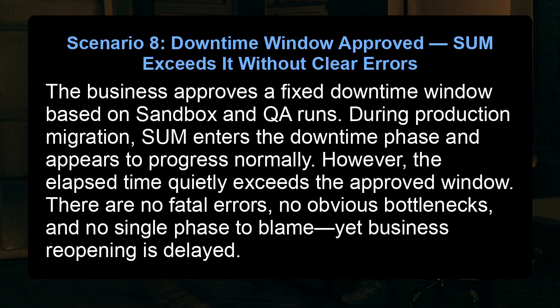Scenario 8. Downtime window approved. SUM exceeds it without clear errors. The business approves a fixed downtime window based on sandbox and QA runs. During production migration, SUM enters the downtime phase and appears to progress normally. However, the elapsed time quietly exceeds the approved window. There are no fatal errors, no obvious bottlenecks, and no single phase to blame. Yet business reopening is delayed.